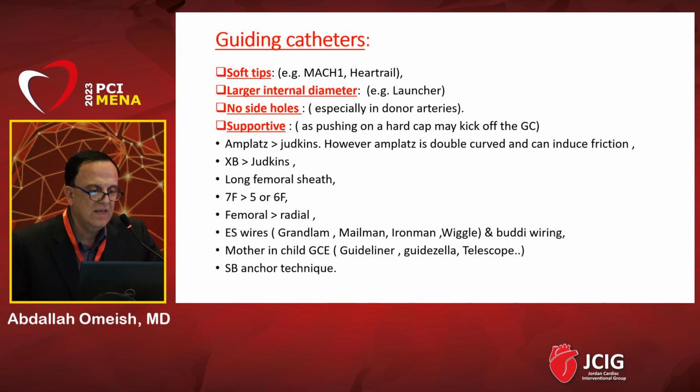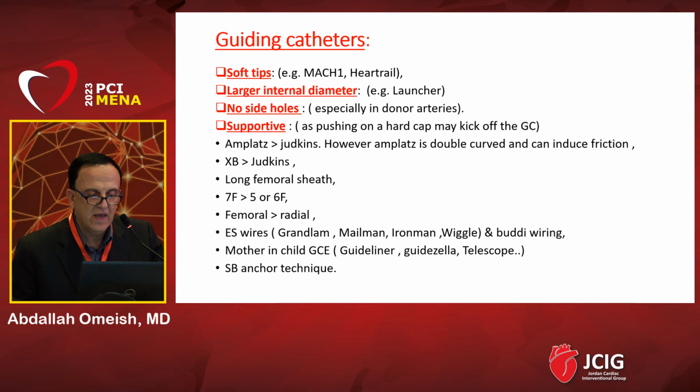With regards to the guiding catheters, they should have soft tips with large internal diameters and no side holes, especially in the donor arteries, and they should be supportive, as pushing on the hard cap may kick out the guiding catheter. Amplatz and XB are usually preferable. A long femoral sheath, 7 French, is better than 5 or 6 French. Femoral is better than the radial.